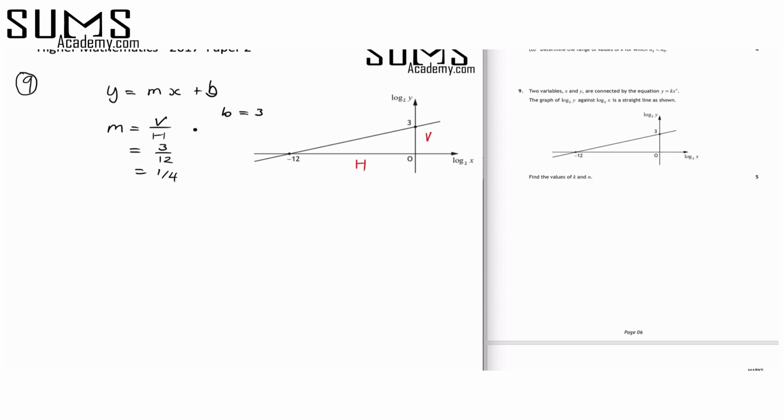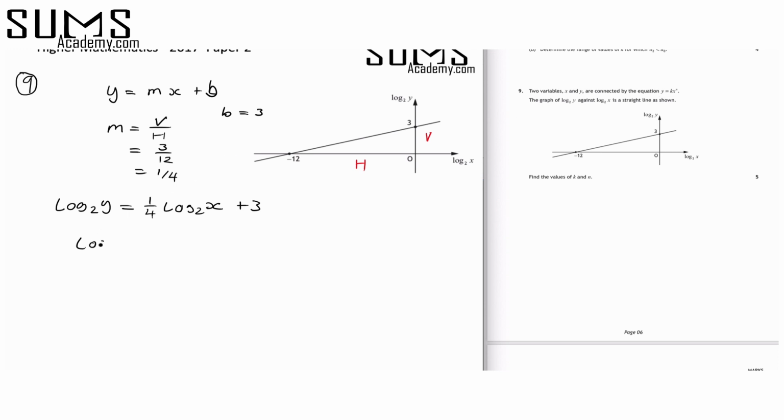So now we can start to substitute these values in, and instead of y, we're going to use log 2y, and instead of x, we're going to use log 2x. So this just becomes log 2y equals 1 over 4 log 2x plus 3. Now we just need to simplify this expression down to try and get it into this form of y equals kx to the power of n. So what can we do first of all?